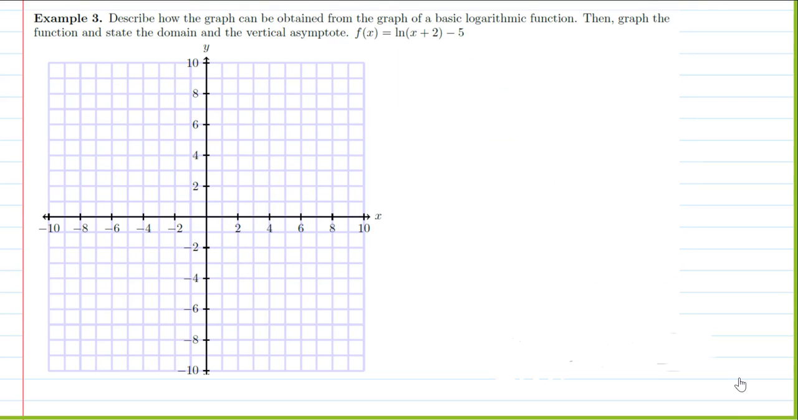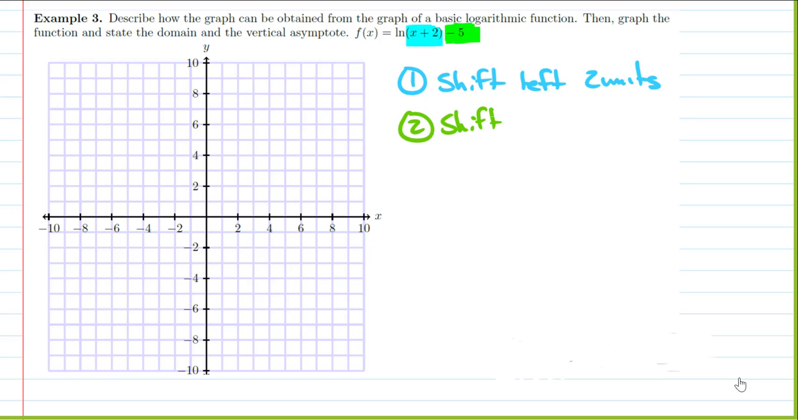All right, so same set of instructions. Describe how the graph can be obtained from the graph of the basic logarithmic function, then graph the function and state the domain and the vertical asymptote. So once again, we look on our inside and we have an x plus 2, and on our outside, we're going to have a minus 5. The x plus 2 is going to shift left 2 units, and the minus 5 is going to shift down 5 units.